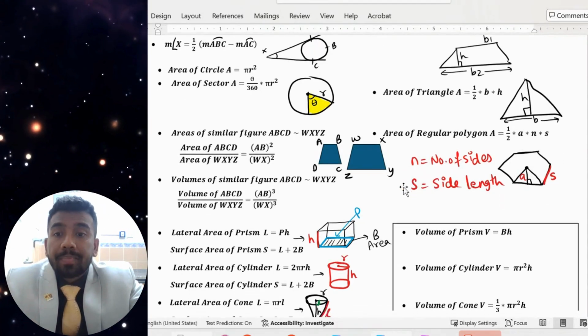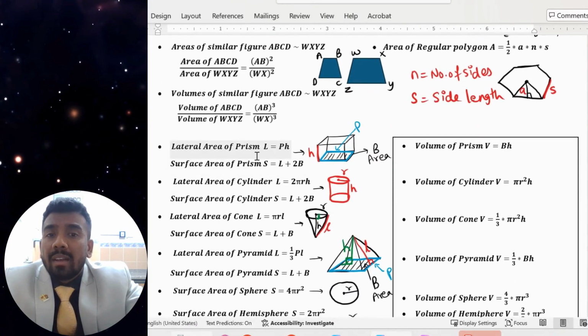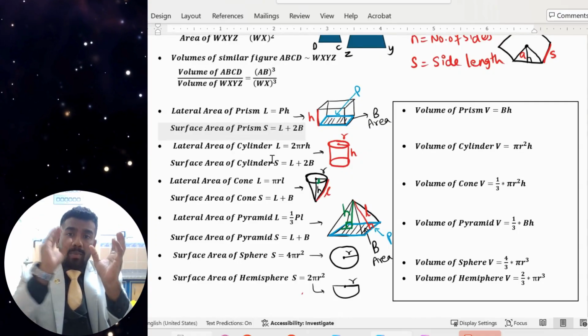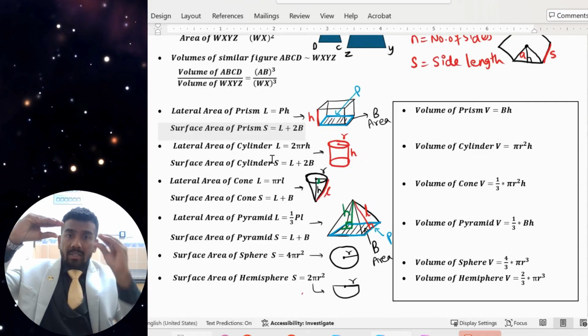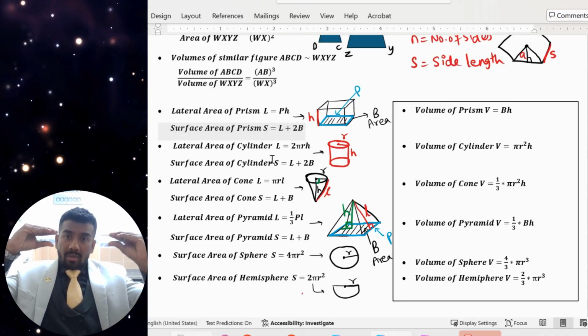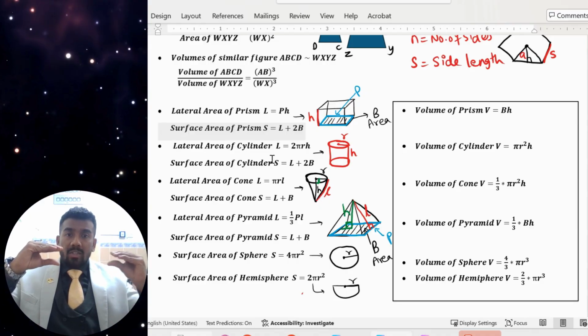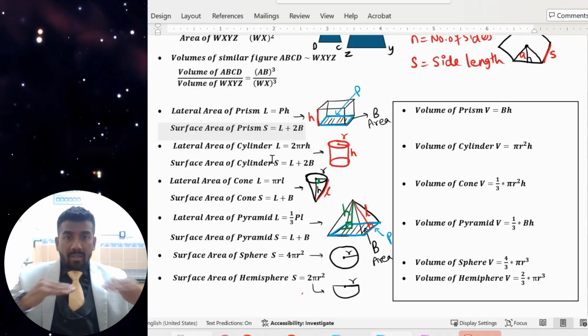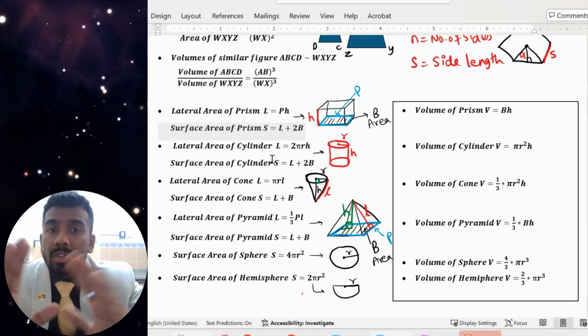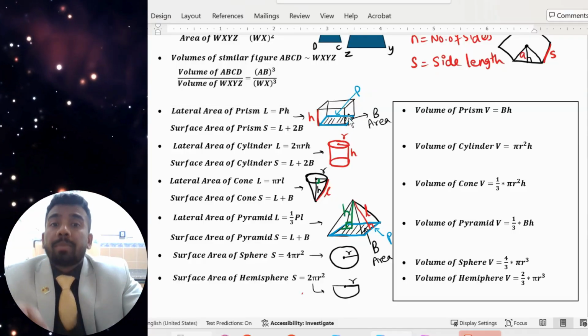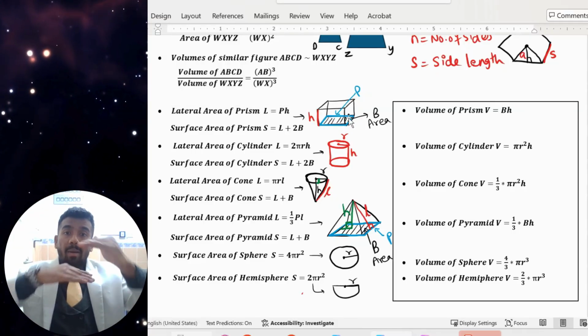Okay. Then let's go to the lateral area. So I have given the formula here and here. For prism, the lateral area and surface area are here, and its volume is here. For cylinder, its lateral area, surface area, and its volume are here. Corresponding, side by side I've given, so it's easy for you. So what is a prism? A prism is a figure which is constant, the same from down to up.